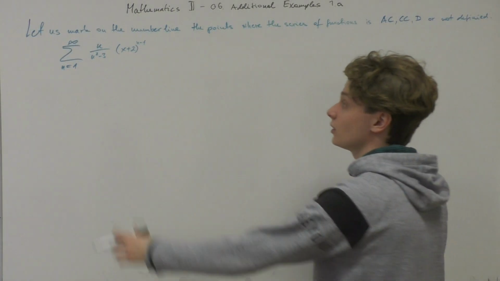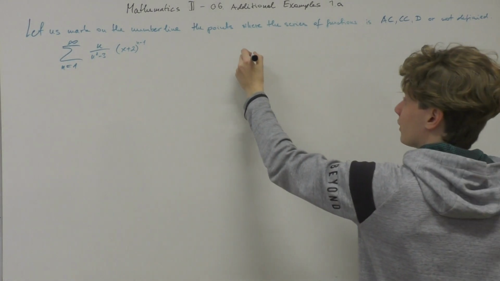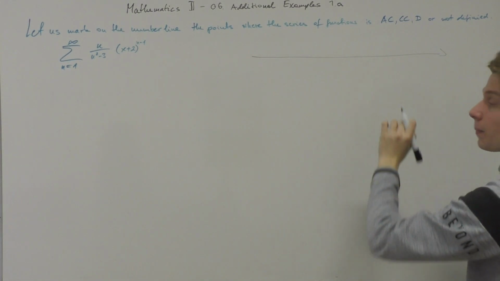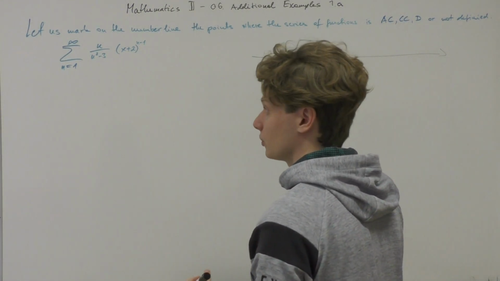Let's take a look at this function series. You can see that all the functions are defined everywhere on the number line. This means that we don't have any bad points on this line. Now let's talk about convergence, and for that we will use the ratio test.